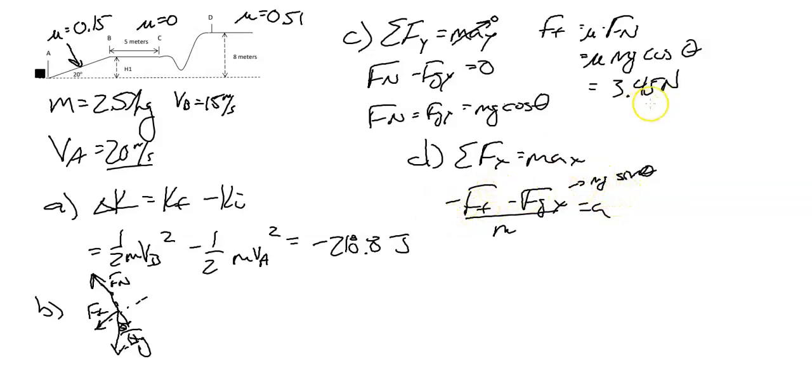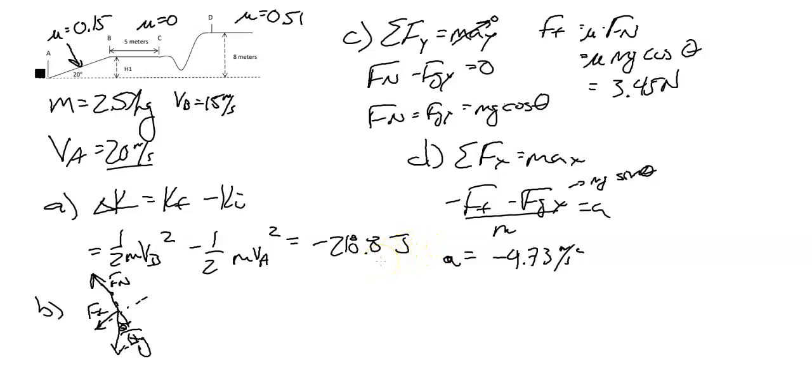But that's minus 3.45 minus 2.5, 9.8 sine of 20 divided by 2.5, and your acceleration should be negative 4.73 meters per second squared. All right. Next, the question is how much work is done by friction.